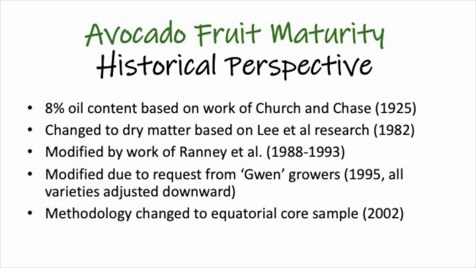So, historical perspective on fruit maturity for avocados: in 1925, the standard was established using 8% oil. And then when we got to the 1970s, the components that were used for the analysis of the oil were deemed carcinogenic, and we needed to find a new quick and easy method, because when you're measuring minimum maturity, you need something that is really quick and inexpensive, because you have a lot of fruit you have to sample to make sure you meet the standard.